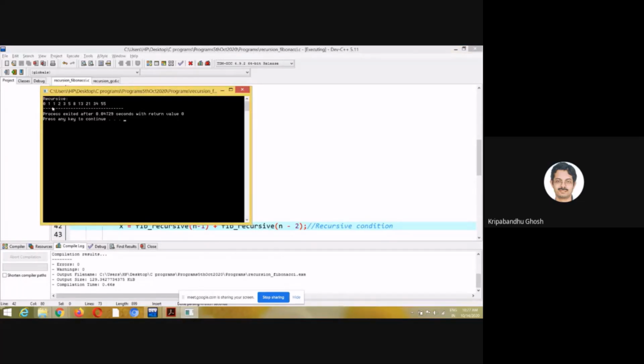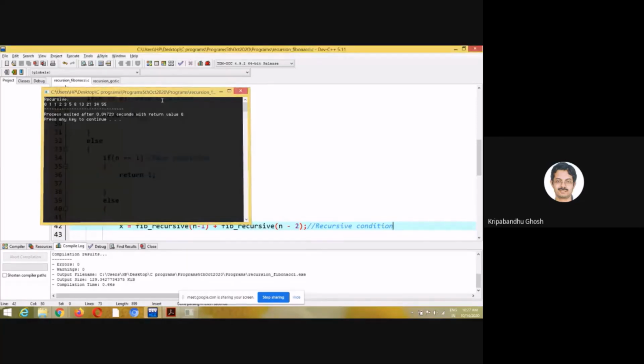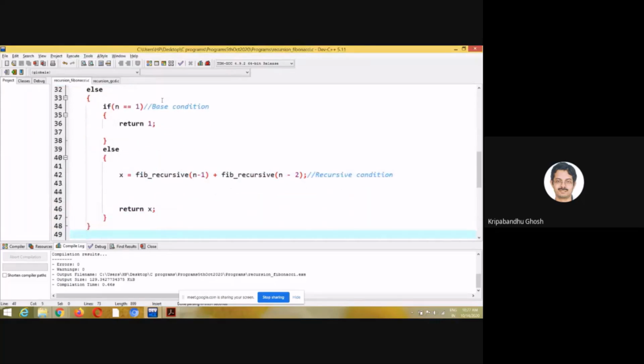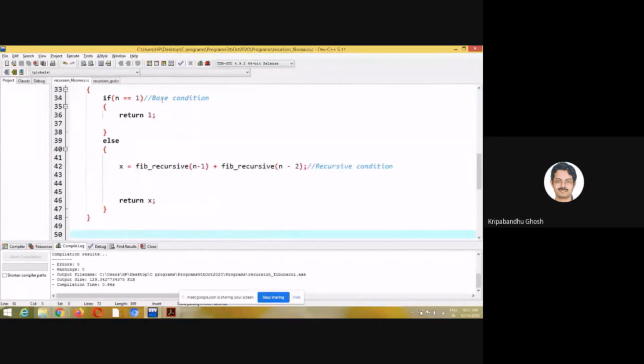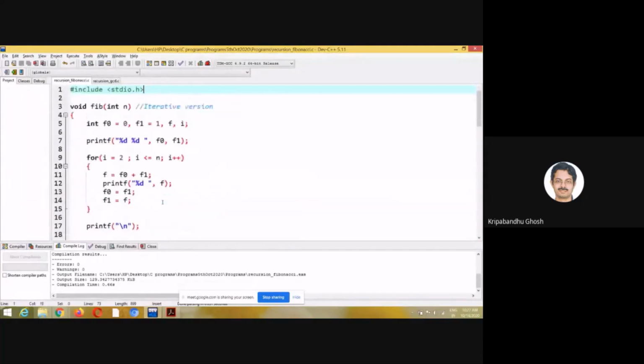0, 1, 1, 1 plus 1 is 2, 2 plus 1 is 3, 3 plus 2 is 5, like this. It's simple enough. Once you have constructed the base condition, the recursive condition, and how to return the values at each stage, it is basically a cakewalk, right? There is nothing in it.